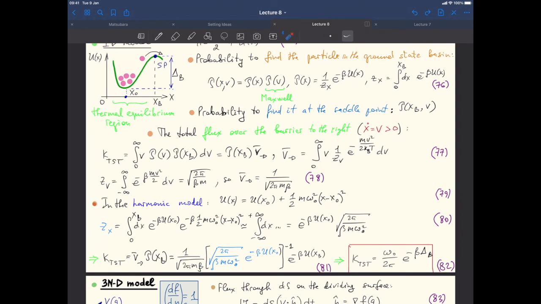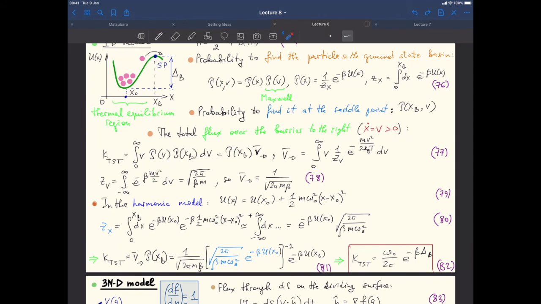So now what we need to do is to simply multiply these things out, and you will find, after some cancellation, that the transition rate appears to be given by that formula, where omega naught is that frequency, which relates to the curvature of this potential energy well, and delta b is the difference of the energies at point xb and point x naught.